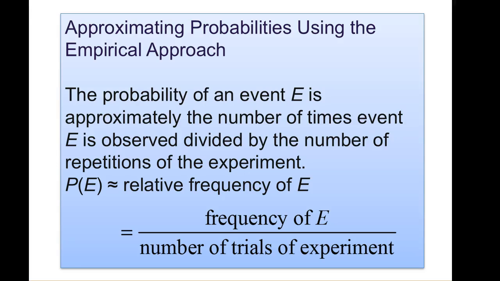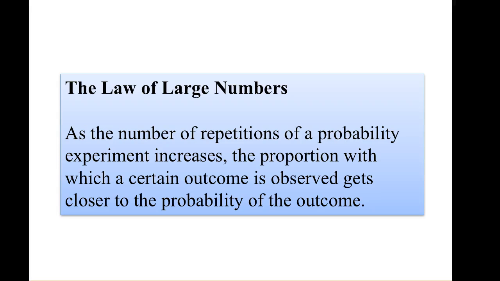The best we can do is just to repeat it over and over and over, and as the number of trials increases, the more we do it, the more confident we are that our results will approximate the real answer. That brings up the law of large numbers. As the number of repetitions of a probability experiment increases, the proportion with which a certain outcome is observed gets closer and closer to the probability of the outcome.